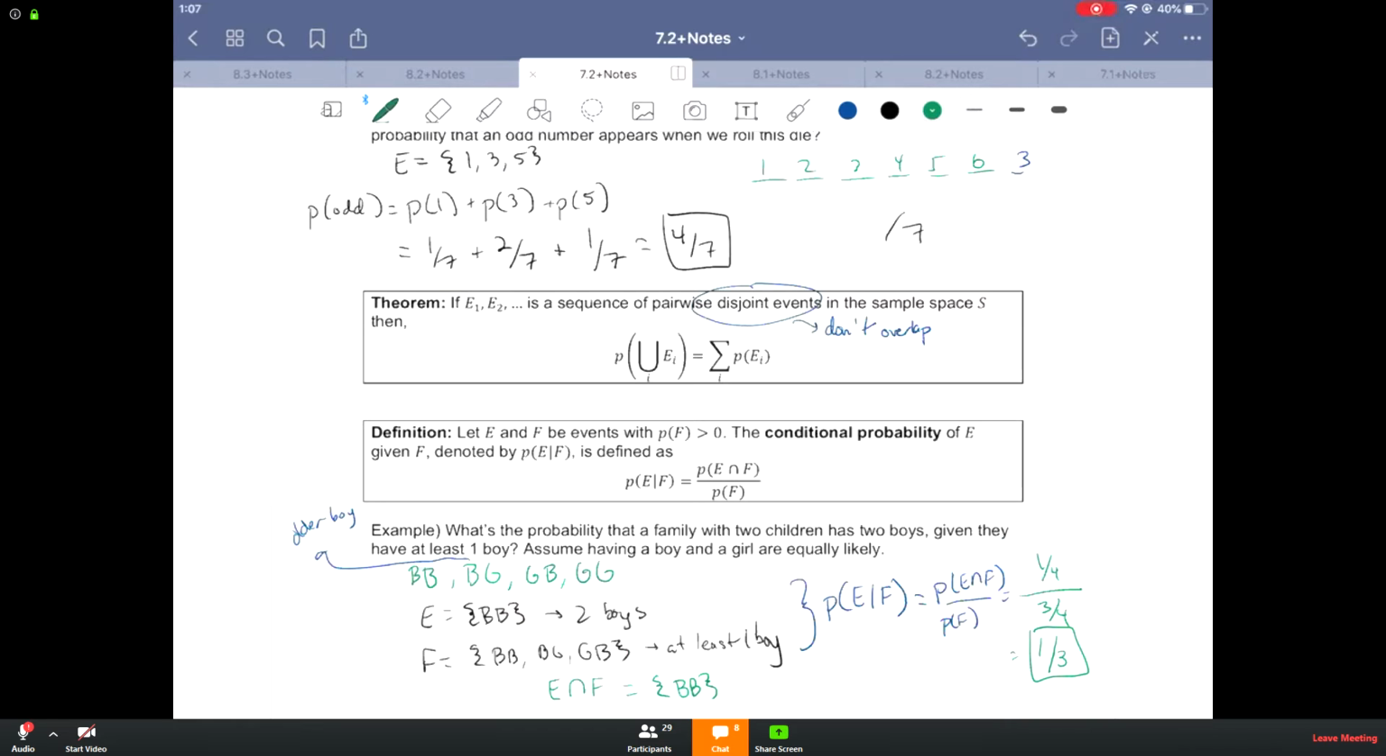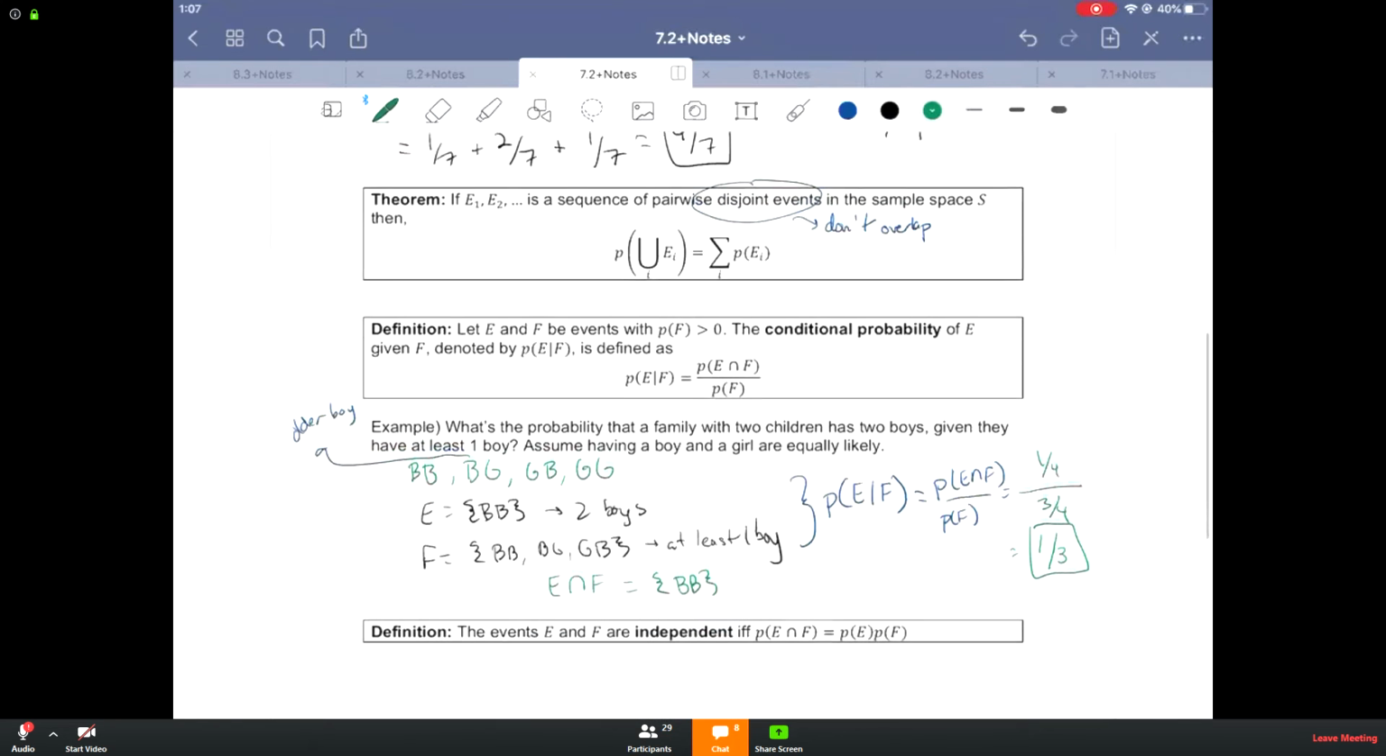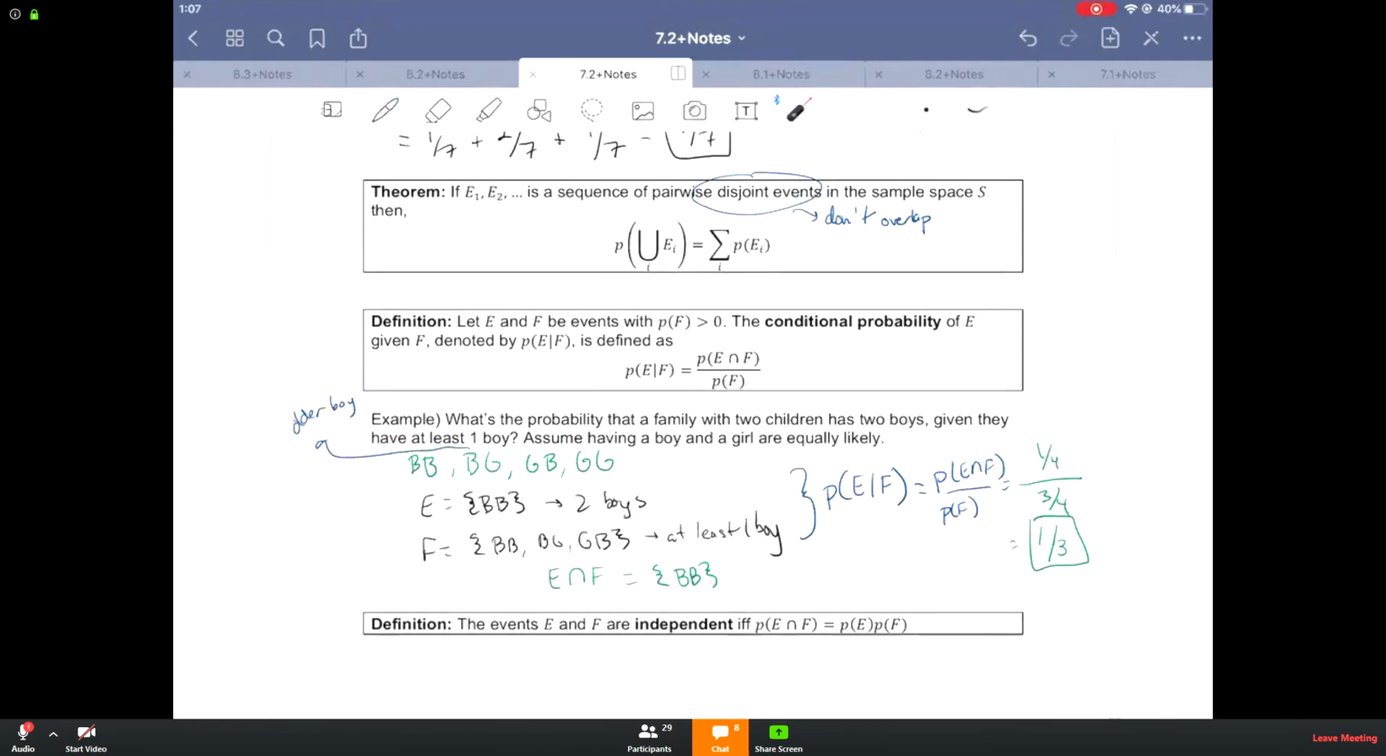We're going to build on this right now. Another definition: E and F are independent. I used that word up here, but independent is exactly what you would think it to be, where the 2 events don't affect each other. E and F are independent if and only if the probability of the intersection is equal to the probability of each one of those events multiplied together.